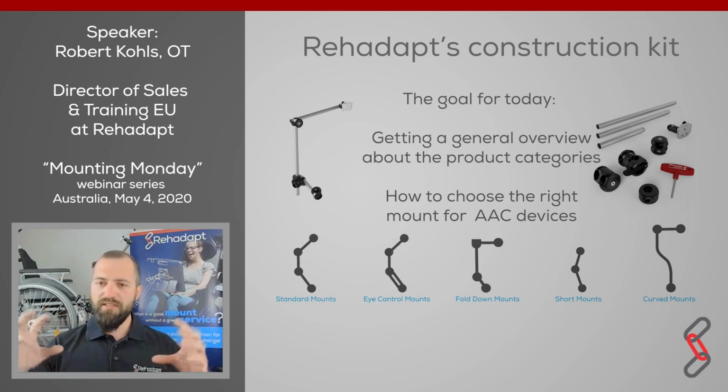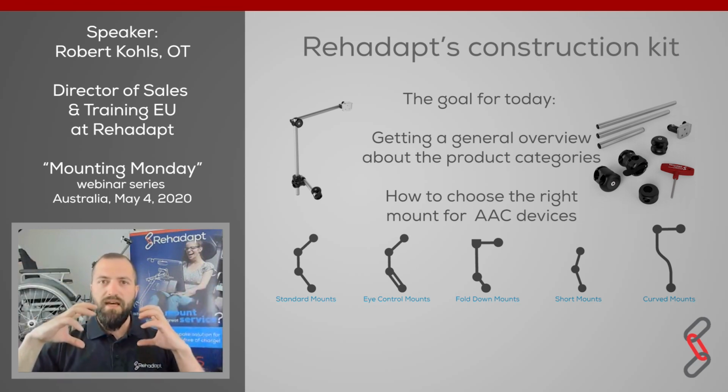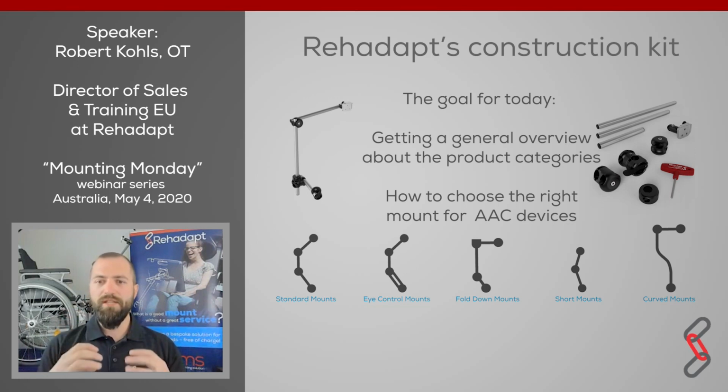I tried to break down the entire range of wheelchair mounting options into five main categories. One category is a typical standard mount. The second category is eye control mounts. The third is fold down mounts, short mounts, and curved mounts. So these are the five main categories that are available to mount AAC devices.